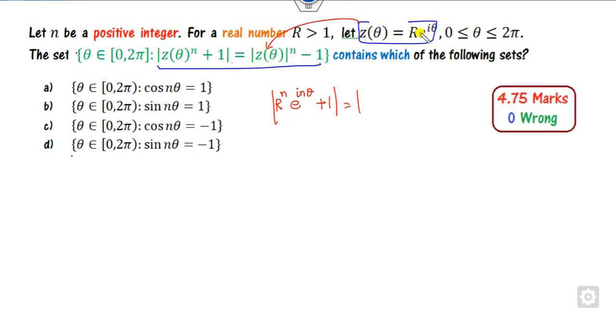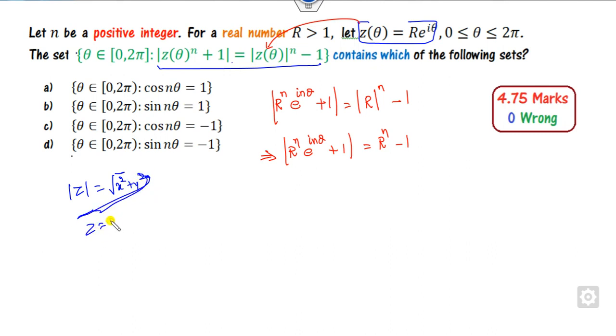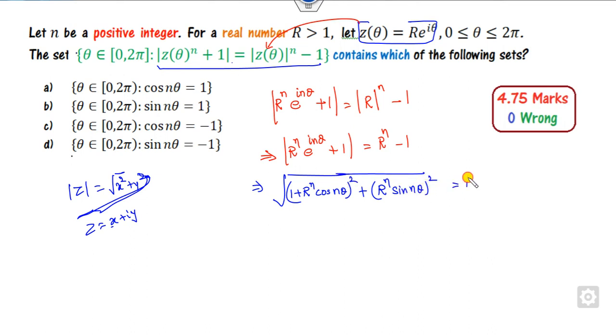What is the modulus of z? It is only r. So I can write this as r^n iota n plus 1, which is nothing but r^n minus 1. Now what is the modulus value of z? This is x square plus y square, if z is x plus iota y, real and imaginary. What is the real component of this? It is r^n cos n theta. This is real square, plus the imaginary part, r^n sine of n theta, which is nothing but r^n minus 1.